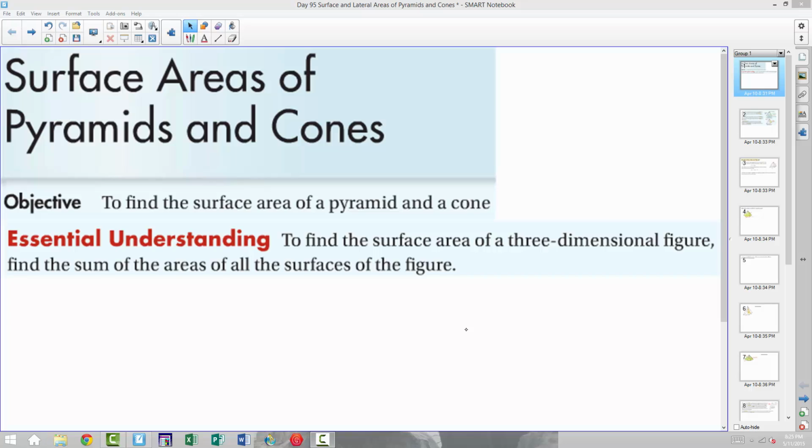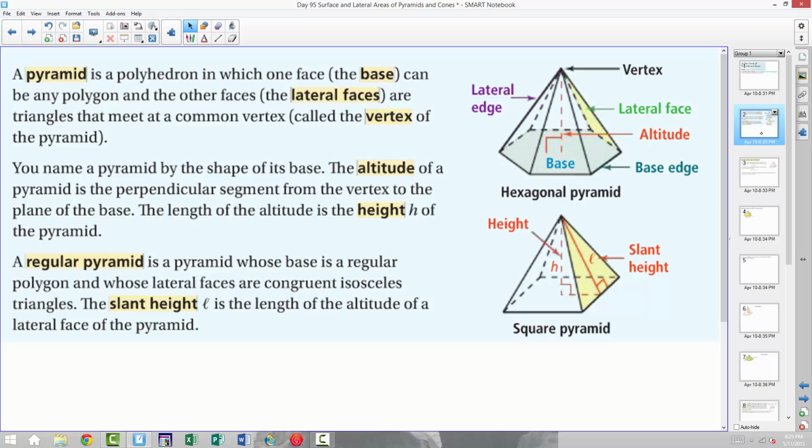In the previous video lesson we did surface area and lateral area of prisms and cylinders. So now we're going to go with surface areas and lateral areas of pyramids and cones. A pyramid is a polyhedron where all the lateral faces meet at a vertex and there's only one base.